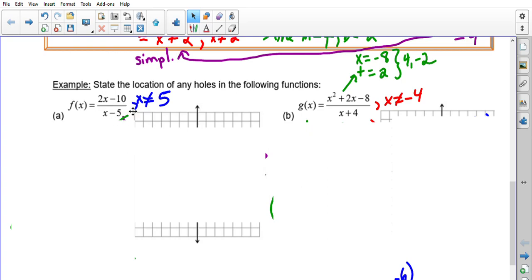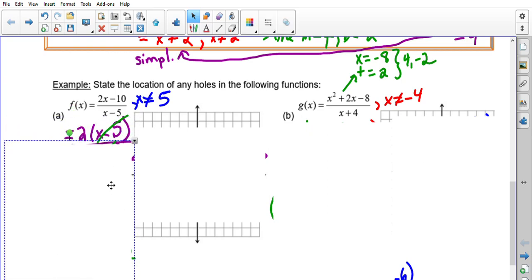So again, I always do my restrictions. I can see that based on the denominator, x cannot equal 5. If I were to sub 5 into the top and bottom, I would get 0 divided by 0, which is our indeterminate form. So again, this is a hint that I should be factoring.